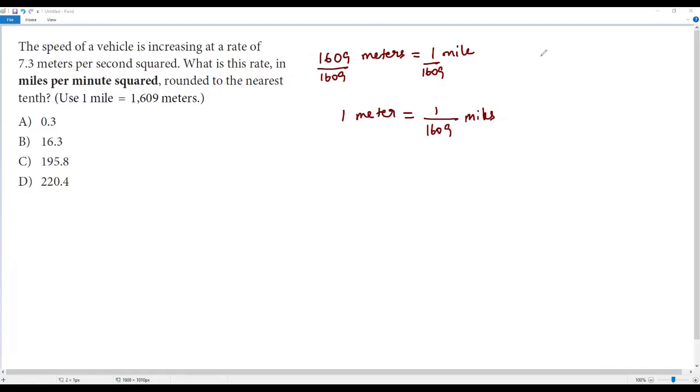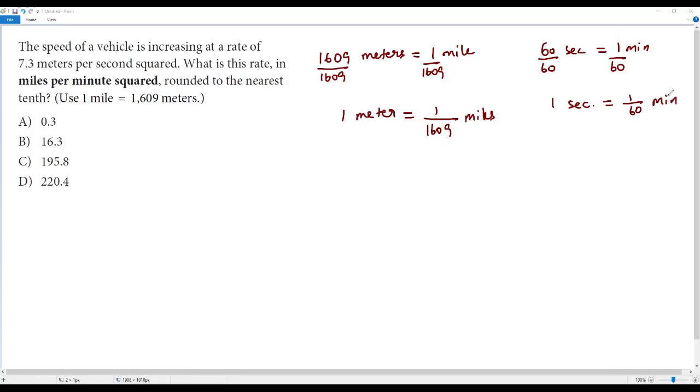And also let's consider the stuff on time. We know that 60 seconds equals 1 minute. Now let's divide both these quantities by 60. Then the value of this fraction 60 over 60 is just 1. Then we get 1 second equals 1 over 60 minutes.